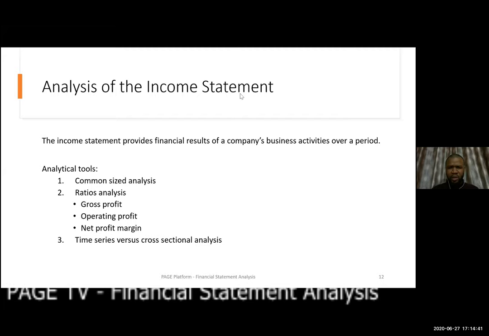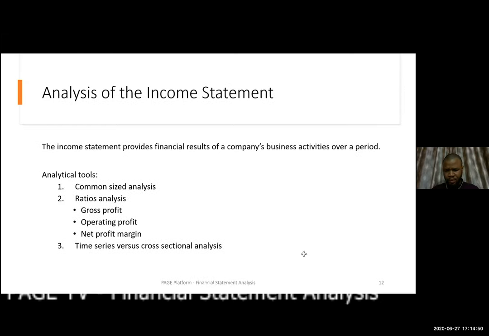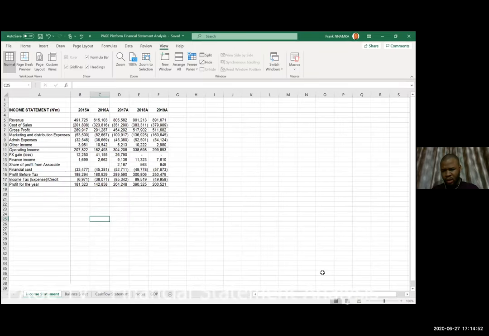A minute, please, let me share my Excel file here. Yeah, I have this here. Okay, so this is an income statement.